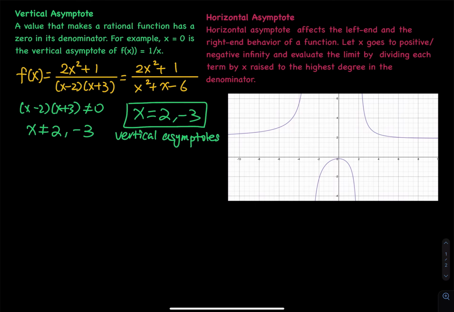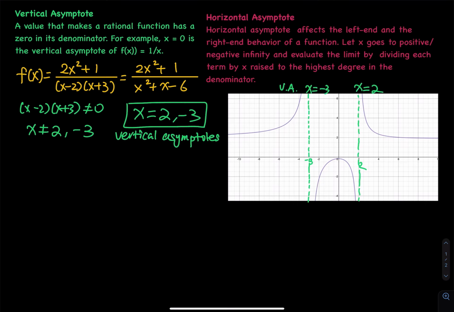On the graph, for a vertical asymptote, we will be using a vertical dashed line. When x equals negative 3, right over here, we will sketch a vertical dashed line. And when x equals 2, here is another vertical asymptote. I will just call them VA, vertical asymptote: one at x equals negative 3, and one at x equals 2.